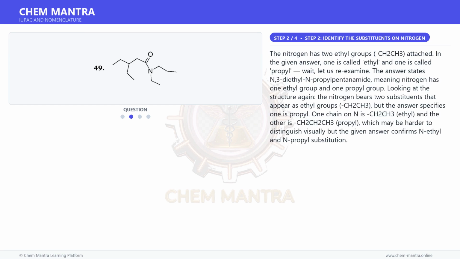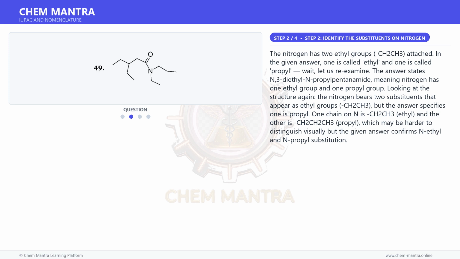The nitrogen has two ethyl groups, CH2CH3, attached. In the given answer, one is called ethyl and one is called propyl. Wait, let us re-examine. The answer states N,3-diethyl, N-propyl pentanamide, meaning nitrogen has one ethyl group and one propyl group. Looking at the structure again, the nitrogen bears two substituents that appear as ethyl groups, CH2CH3, but the answer specifies one is propyl.